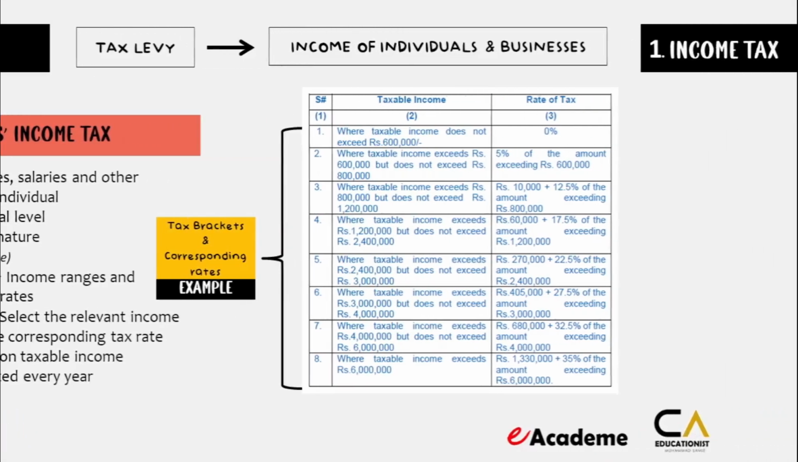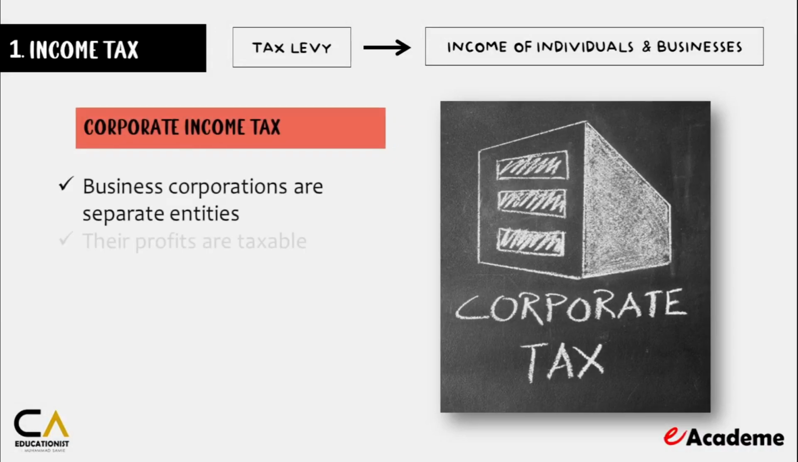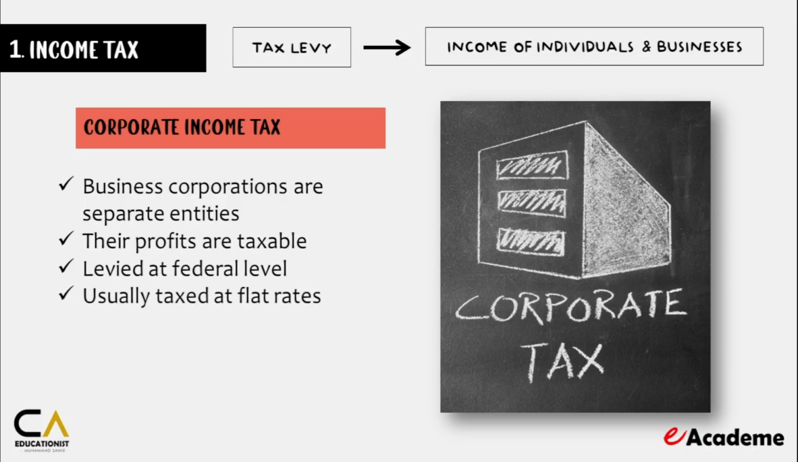Like individuals, companies or business organizations are treated as separate legal entities, and their profits are also taxed separately. Like individual income tax, corporate income tax is levied by the federal and state governments on the business profits. Profits of business corporates are usually taxed at flat tax rates across the countries.